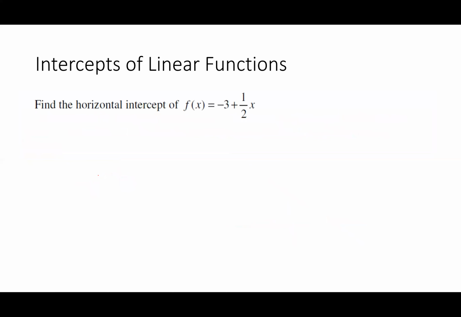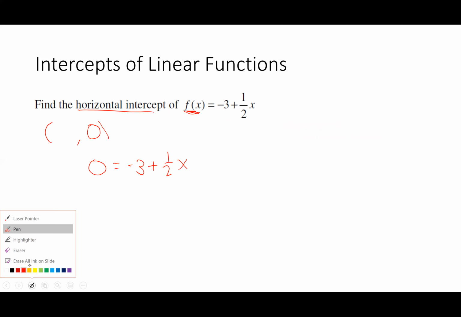Pause the video and try finding the horizontal intercept of this function. So what we're doing here is we're setting up a coordinate pair. And what I know about this coordinate pair is the y value is 0 because this is a horizontal intercept. So here I have the equation 0 is equal to -3 plus 1/2 x. And now I'm just going to go ahead and solve for x. So I'm going to start by adding 3 to both sides.